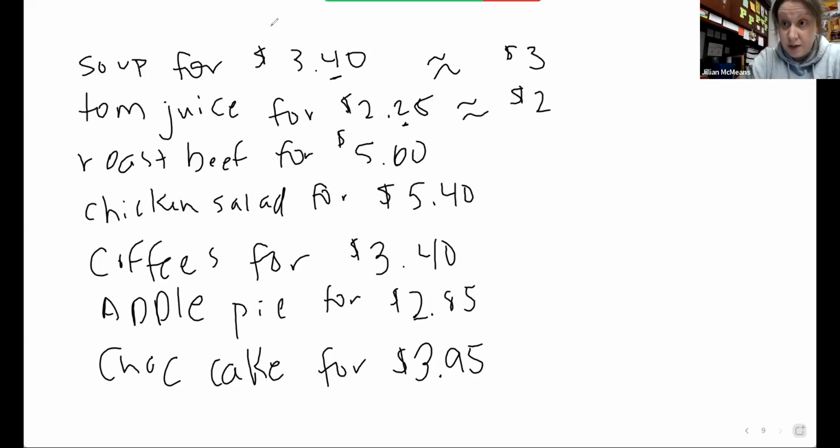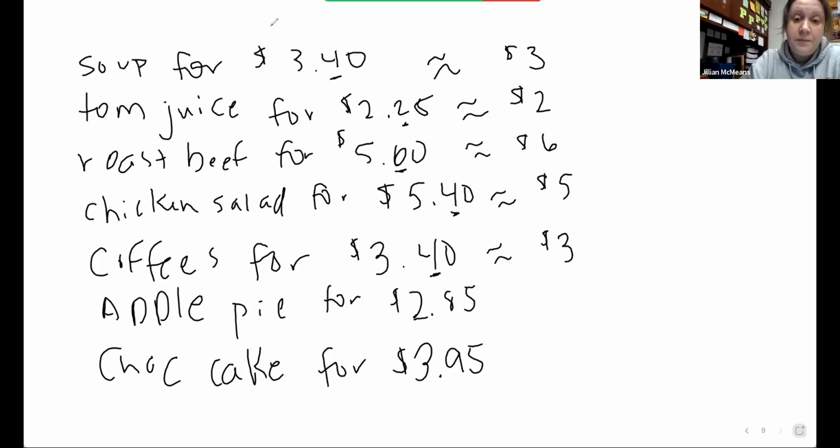The roast beef sandwich, this time, the 10ths place is a 6. That's greater than 5. That tells me to round up. So this roast beef sandwich is closer to $6 than it is to $5. What's next? Chicken salad sandwich. In the 10ths place, we've got a 4. That's less than 5. It tells me to round down. So the chicken salad sandwich is closer to $5 than it is to $6. The coffees, we're looking at the 10ths place. That's less than 5, so round down. In the dollars place, it's going to be a 3. So these coffees are closer to $3 than $4.